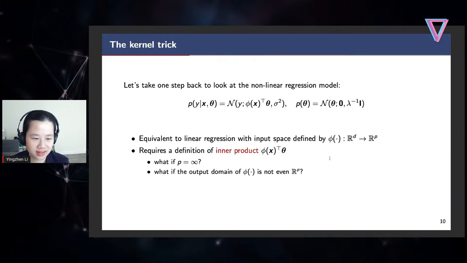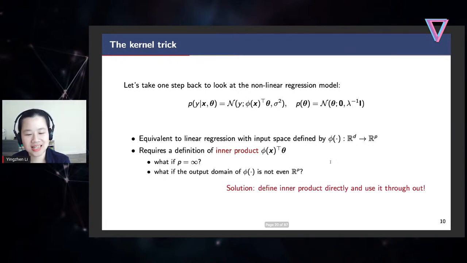So the solution, as indicated here in the title of the kernel trick, is essentially, instead of working in the feature space and fitting the parameter theta, we want to directly define the inner product and then use the inner product to compute all the predictions we want. So that is the idea of kernel methods. And let's see how it is done.